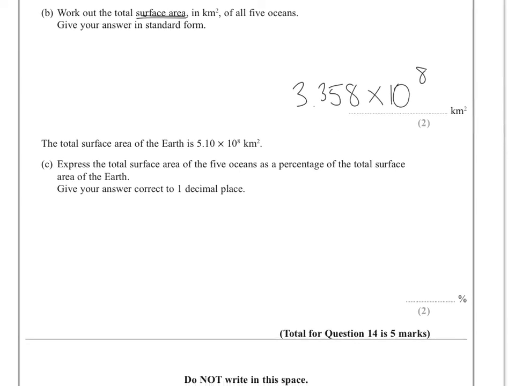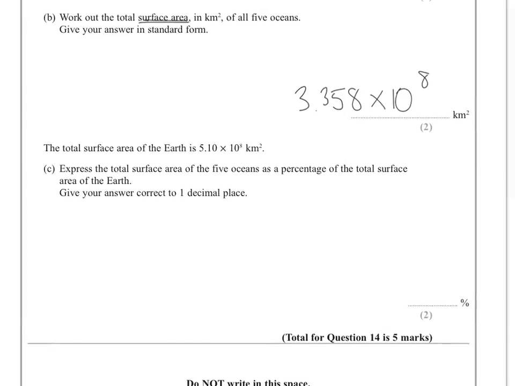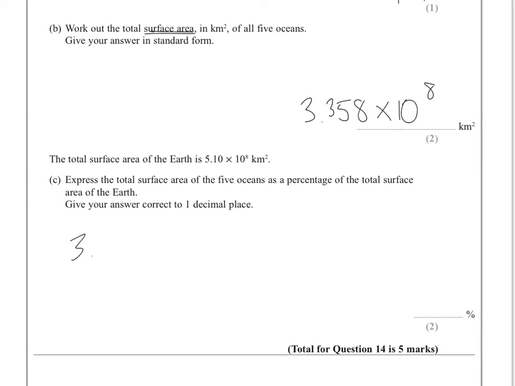Part C. The total surface area of the Earth is 5.1 times 10 to the 8 kilometers squared. Express the total surface area of the 5 oceans as a percentage of the total surface area of the Earth. Well, the total surface area of the 5 oceans is 3.358 times 10 to the 8.